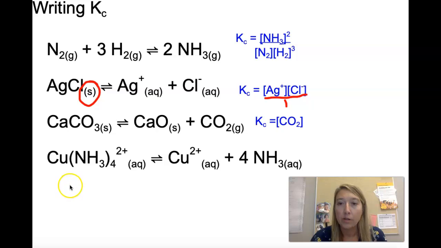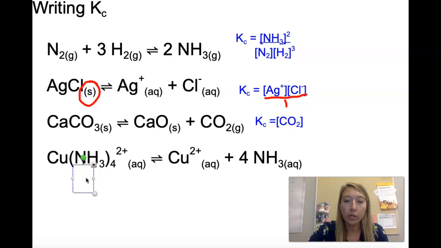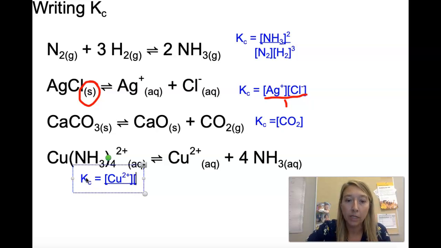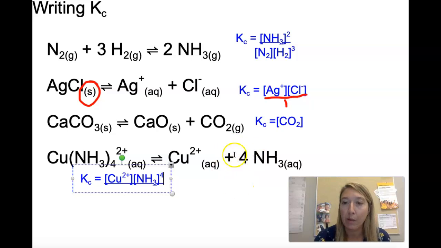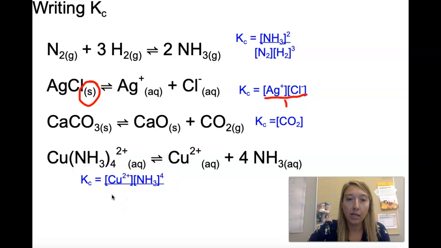Okay, the last one on this page, Kc is equal to the concentration of that copper 2 ion. Again, not to the power of anything because it's balanced with a 1, times the concentration of ammonia. And this is going to be to the power of 4 because it was balanced with a 4. Okay, we go to our reactants. It's aqueous, so that does get to go into my K expression.